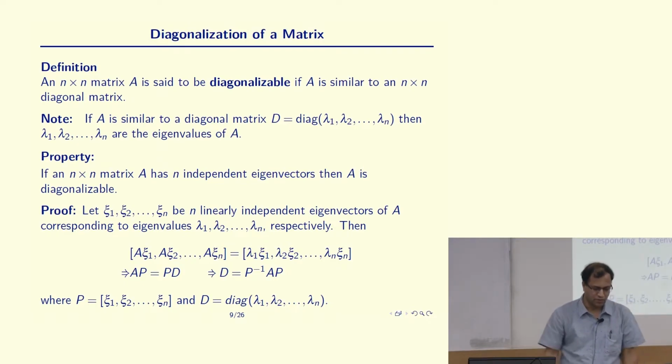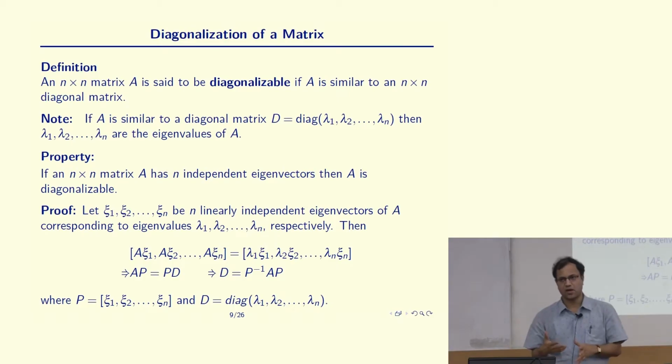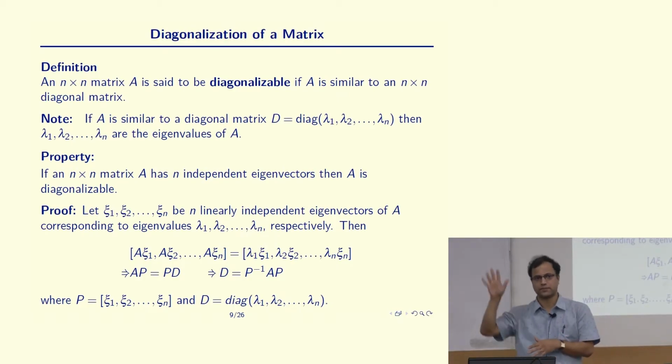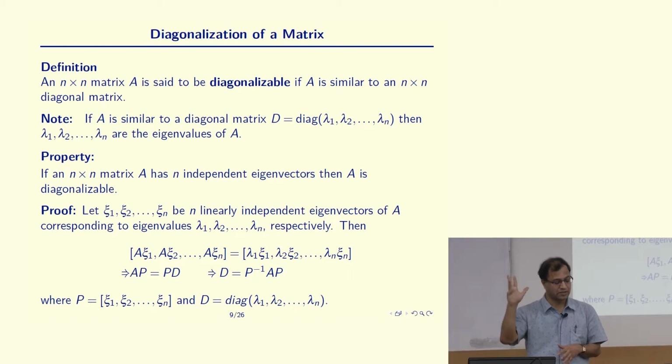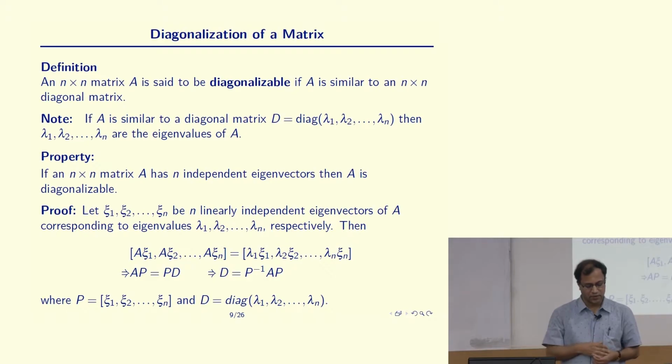Now, here is the most important property, which will give us some idea of how to do the diagonalization for higher dimensional, or any dimensional, matrices. First we want to see how we can do this for the square matrix. The property: if an n by n matrix A has n independent eigenvectors, then A is diagonalizable.